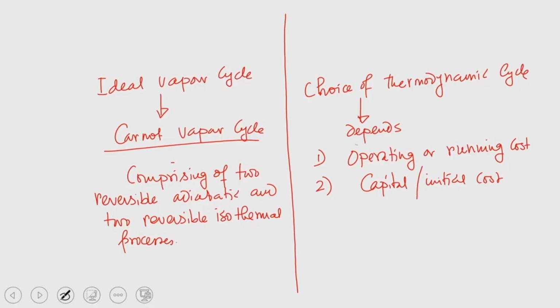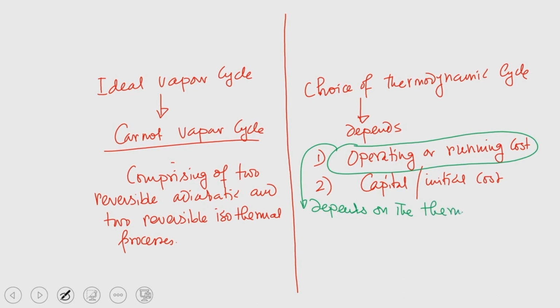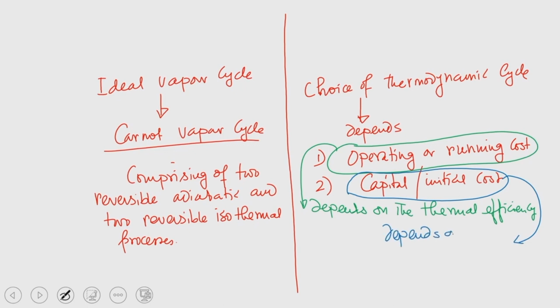So, this particular aspect depends on the thermal efficiency of the plant, while this particular aspect depends on the size and complexity of the plant.